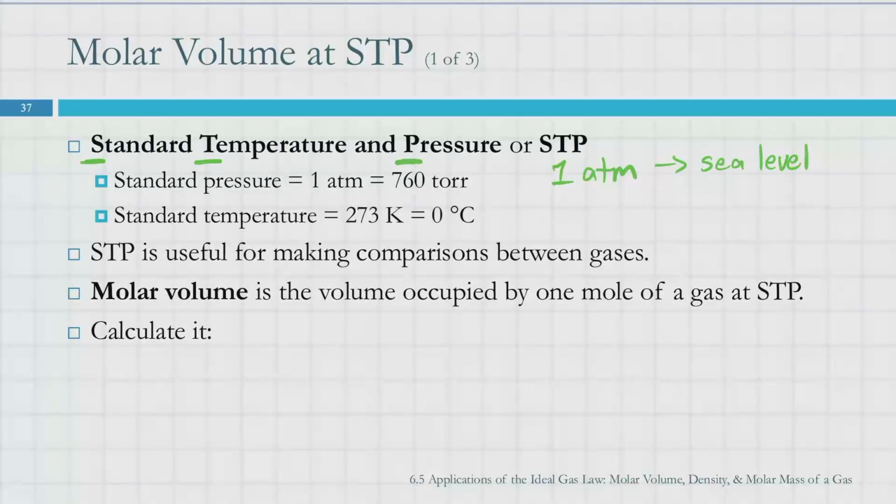So we're at sea level. Our standard temperature is 0 degrees Celsius. What is 0 degrees Celsius? What's important about that temperature? It's the freezing point of water.